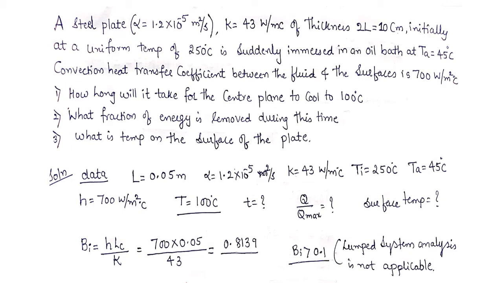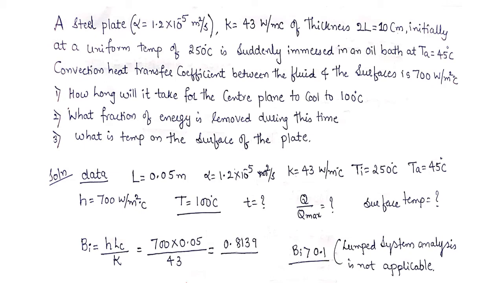So this thermal diffusivity is given, 1.2 into 10 to the power minus 5 meter square per second. Thermal conductivity is given. Initial temperature is given. Temperature of the oil bath is given. Heat transfer coefficient is given. So how long will it take for the center plane to cool to 100 degrees centigrade? That means the center line temperature given is 100 degrees centigrade. So how much time will it take for the center plane to cool to 100 degrees centigrade?